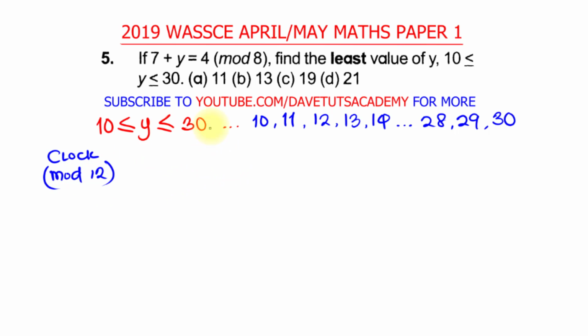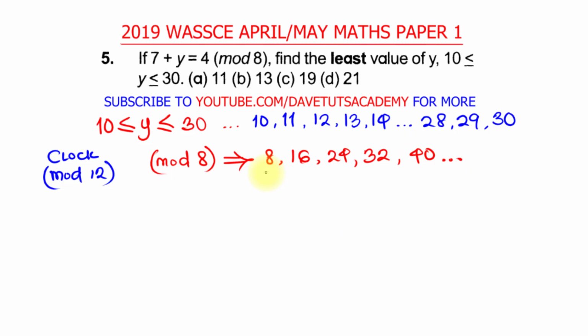But for this particular case, when we are talking about modulo 8, that means that we are talking about the multiples of 8. For example, we have 8 times 1, that is 8, times 2, 16, times 3, 24, times 4, 32, times 5, 40, and so on.